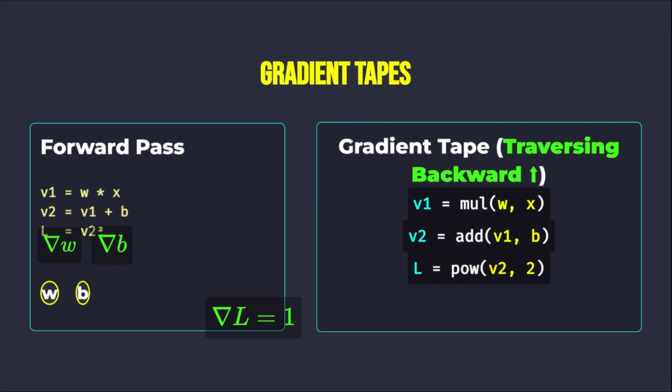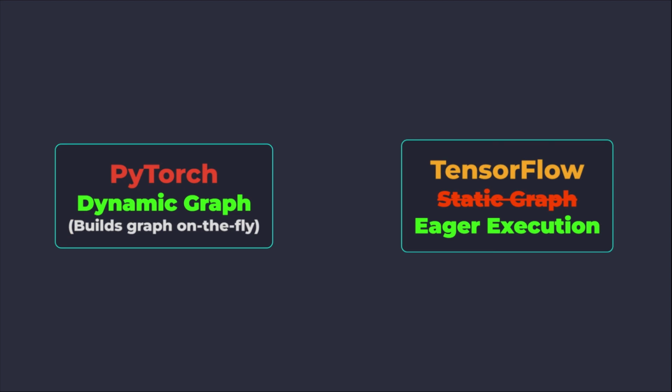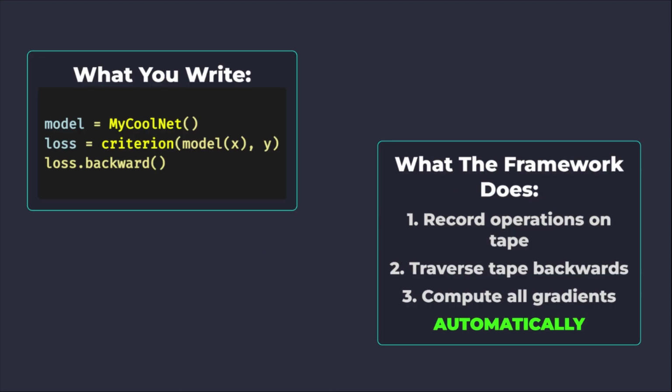This dynamic approach allows for flexible control flow and conditional execution within the model definition. PyTorch's autograd system is inherently dynamic, building the graph on the fly during execution. TensorFlow initially relied on static graphs, but now heavily promotes eager execution, which functions similarly to PyTorch's dynamic tape system. Both frameworks automatically manage the memory required to store intermediate values and the resulting gradients.